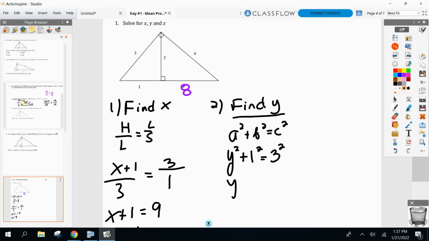Move the 1 over. We get y squared equal to 8. And just like your homework will be this weekend, you're darn right. Simplest radical form. Simplest radical form. No matter if you did SAS or Pythag, you're still going to break down 8. So I'll let everyone break down 8 and let me know what you end up with.